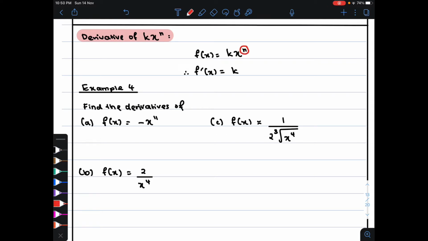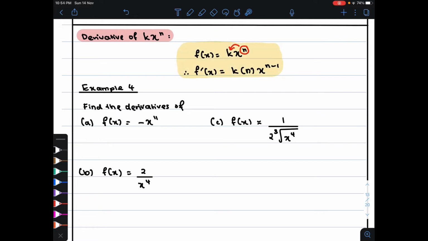Next, look at this power here. You bring it to the front and you times it with k. So you'll get k times n. And then you have x to the power of n. So x stays the same. But now, the power will minus 1. So now the power is n minus 1. Therefore, when you differentiate kx to the power of n, you'll get kn x to the power of n minus 1.